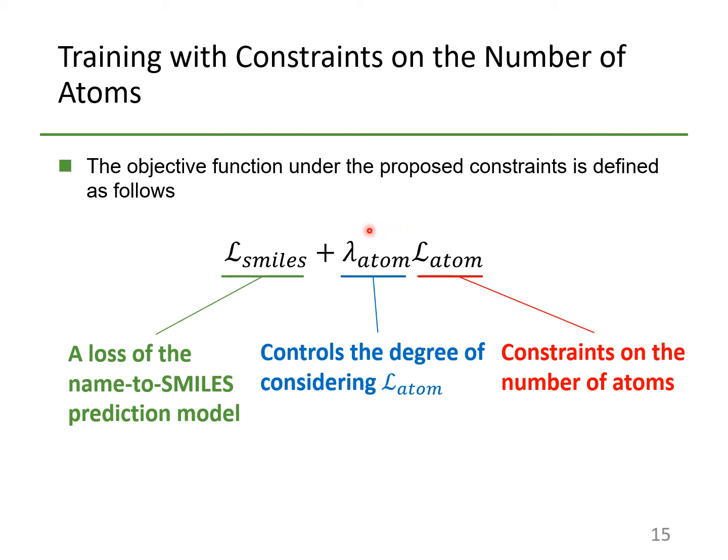The objective function under the proposed constraints is defined as this equation. This is the loss of constraints on the number of atoms. This is a hyperparameter that controls the degree of considering L atom. This is the loss of the name-to-SMILES prediction model.